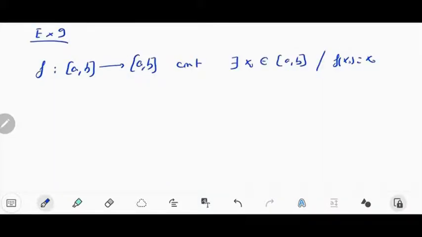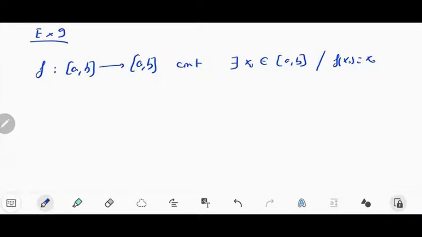In number 9, we have a function f that is going from the segment AB into the same segment AB, and continuous. And we need to prove that there exists x0 such that f of x0 is equal to x0. This kind of points, where the image is the point itself, are called fixed points. So this is a fixed point in AB.